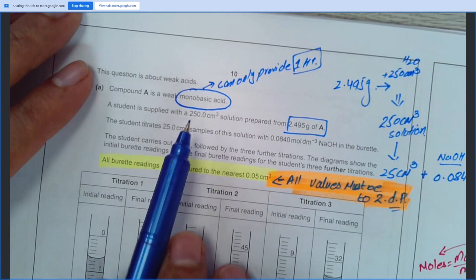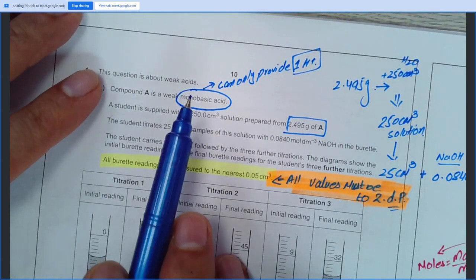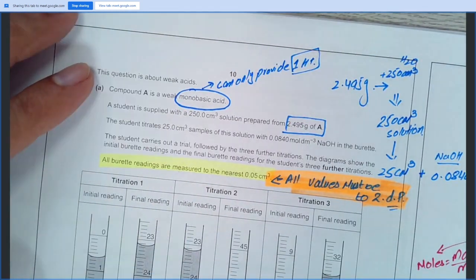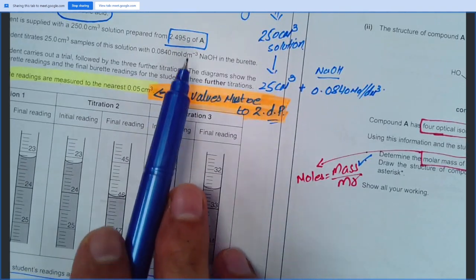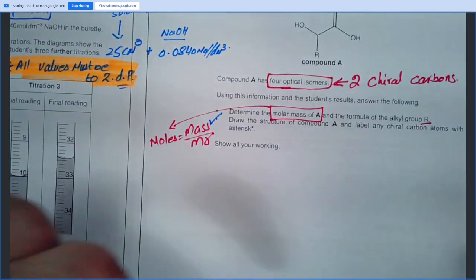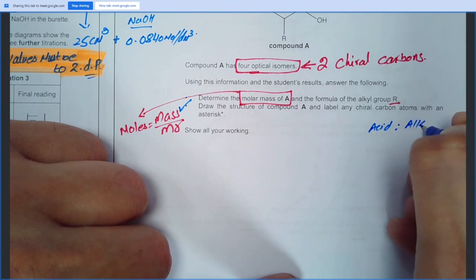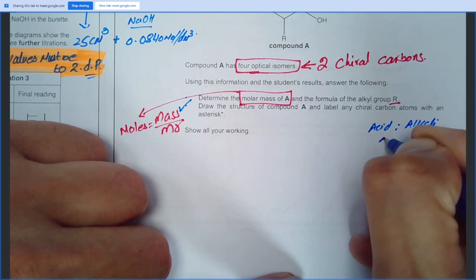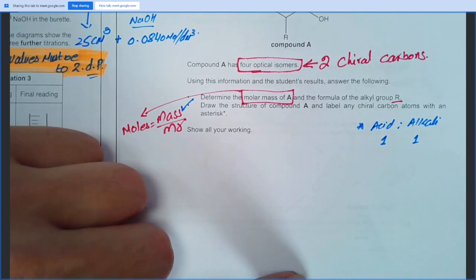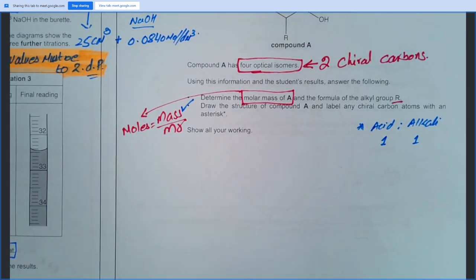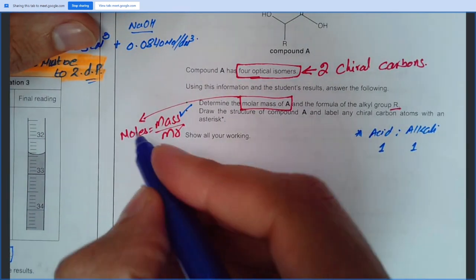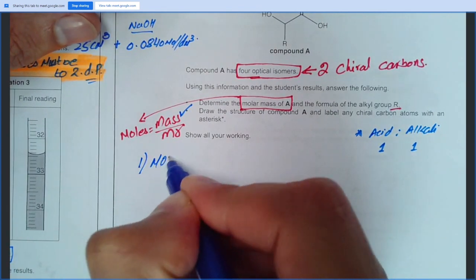The first thing I'll do is, they gave us some information here: monobasic. If they are monobasic, this means it can accept 1 OH. And the alkali that we are using is NaOH, so I can recall the acid to alkali ratio will be 1:1. Are we happy with that bit first? Whatever the moles of alkali we have used, there will be the same amount of moles present in 25 centimeter cube of acid solution.